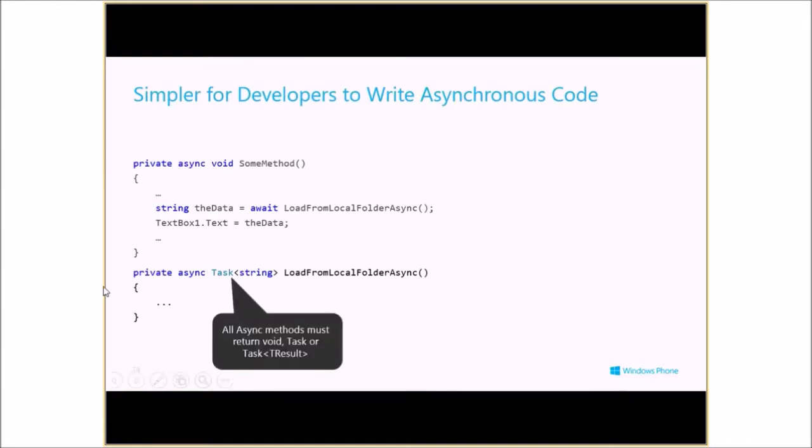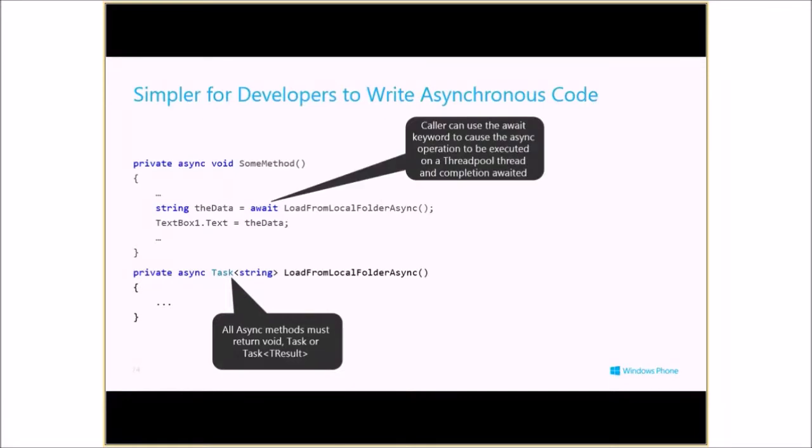So all async methods must return void or Task of a template result, like a Task of string, Task of integer, Task of float, whatever you want. This is very important: you can't just make an async string or a string, because all of these are tasks, so you're sending a task. The caller can use the await keyword to call the async operation to be executed.